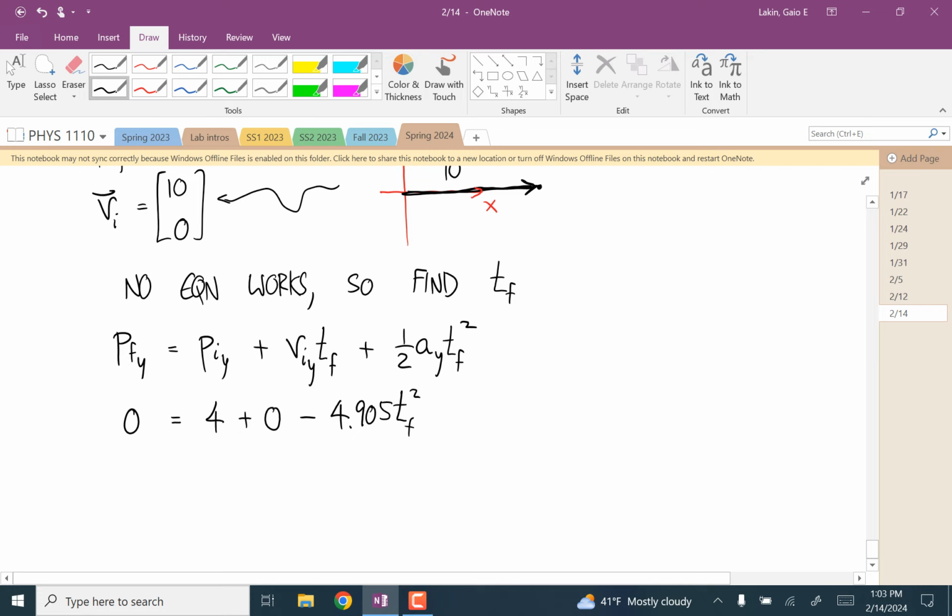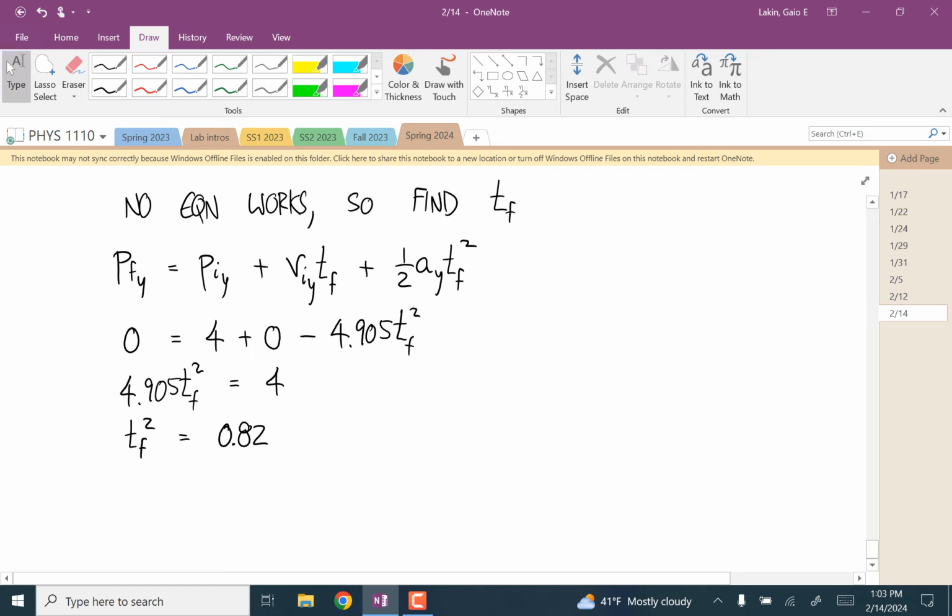Now add 4.905 tf squared to both sides. Divide both sides by 4.905. Can someone do that for me? I don't have my calculator out. So tf squared is equal to about 0.8 something. If you round, 0.82. Okay, I'll just use 0.82, and then take the square root of that.